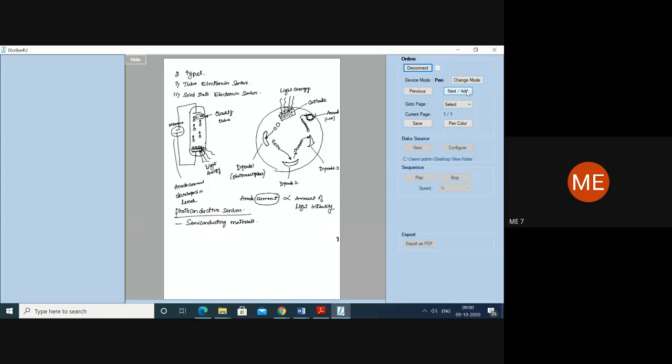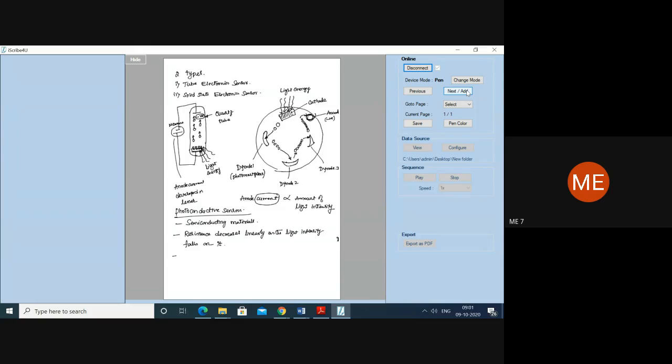Now, in this semiconducting material, the resistance decreases linearly as the light intensity falls on it. This is the basic principle of your photoconductive sensors.